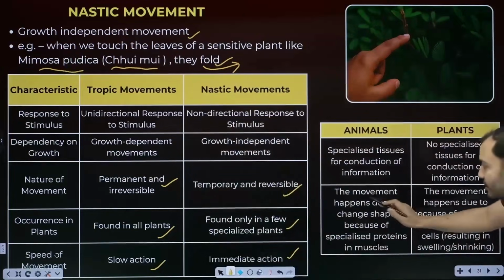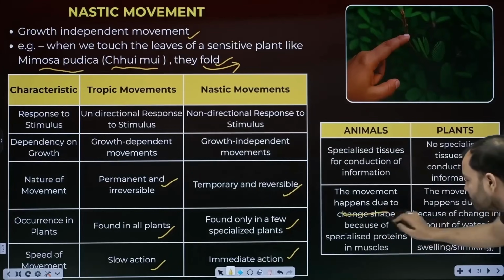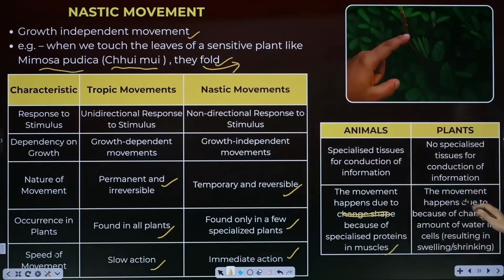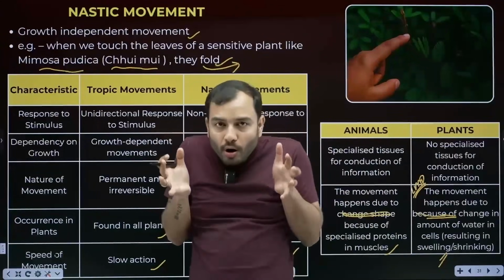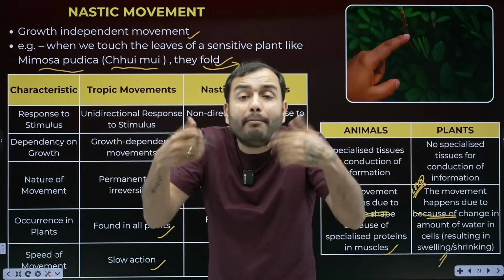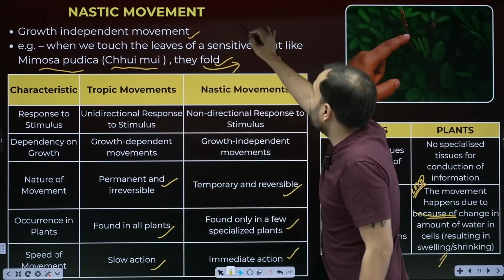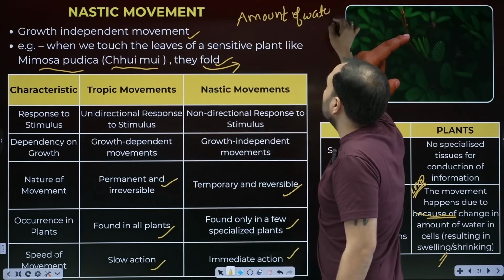So remember, in animals, the movement happens because of specialized proteins in muscles. In plants, the movement happens due to change in amount of water in cells, resulting in swelling and shrinking. Very important. Why does movement happen in plants? Because of change in amount of water. Guard cells absorb water, so they open. Guard cells release water, so they close. Due to a change in amount of water. Remember, the board asks: movement in plants is due to a change in the amount of water.